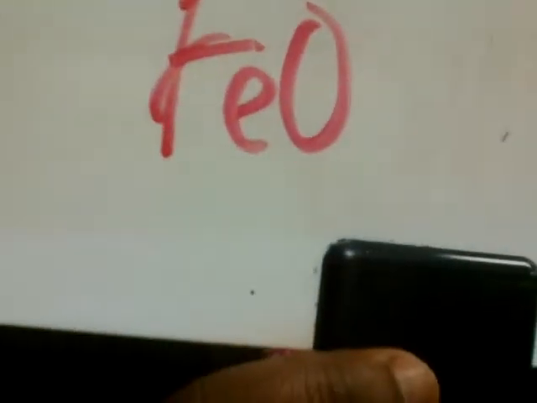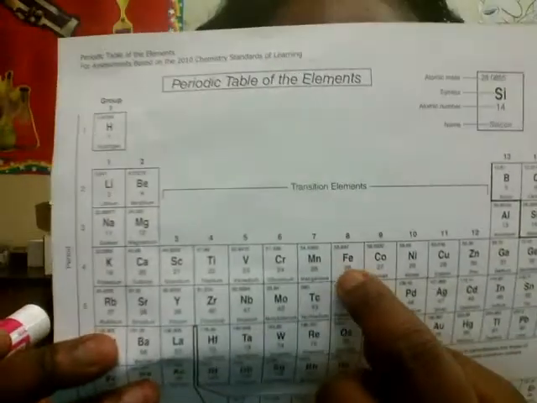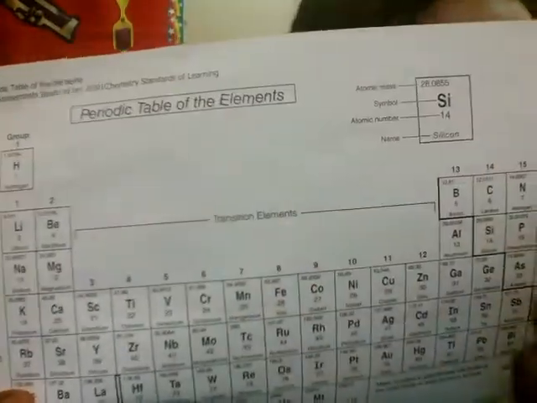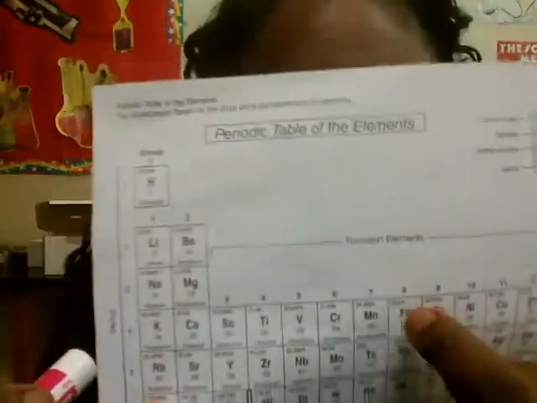We could also have something like FeO. Now, we have iron, which is here, and we have oxygen, which is there. Iron and oxygen, metal and nonmetal. But iron is a transition metal, so we got ourselves in a bit of a pickle.